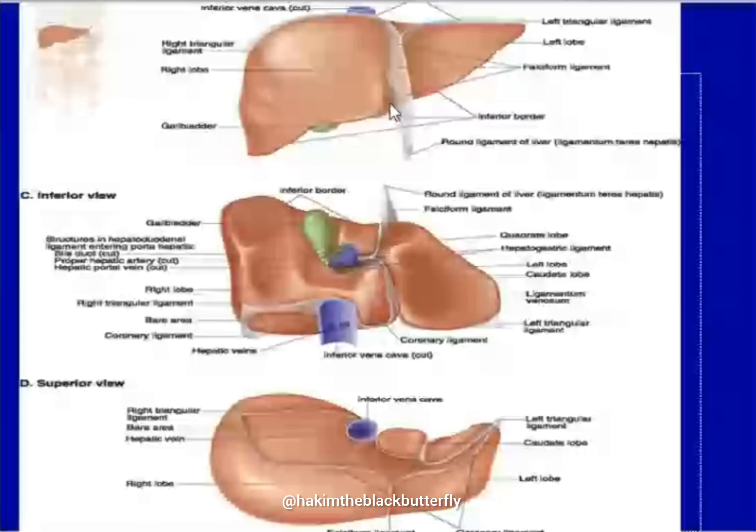Now, this point where the falciform ligament reflects itself onto the liver, you can see this point. This is where the falciform ligament reflects itself onto the liver. On the right, this is the right anatomical lobe, and on the left, this is the left anatomical lobe. So when we divide the liver into right anatomical lobe and left anatomical lobe, remember the word anatomical is very important.